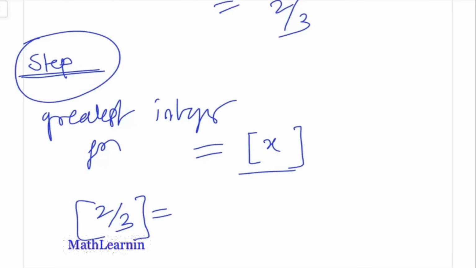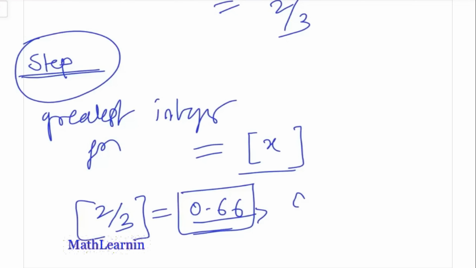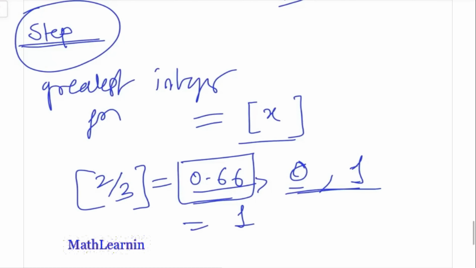What is the value of 2 by 3 in decimals? 0.66. So near to this, whichever is the greatest integer, that you have to take. Near to this, the integers are 0, 1, but the greatest amongst them is 1. So that's why the greatest integer value of 2 by 3 will be 1. Getting? Yes, sir. In this way we'll be doing.